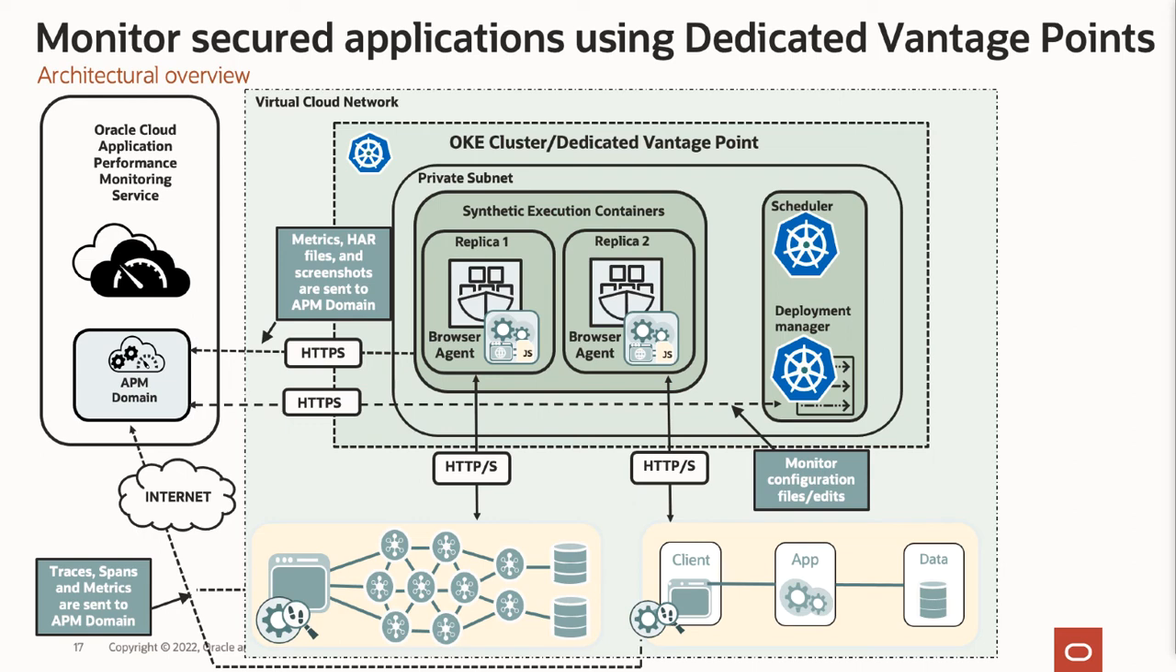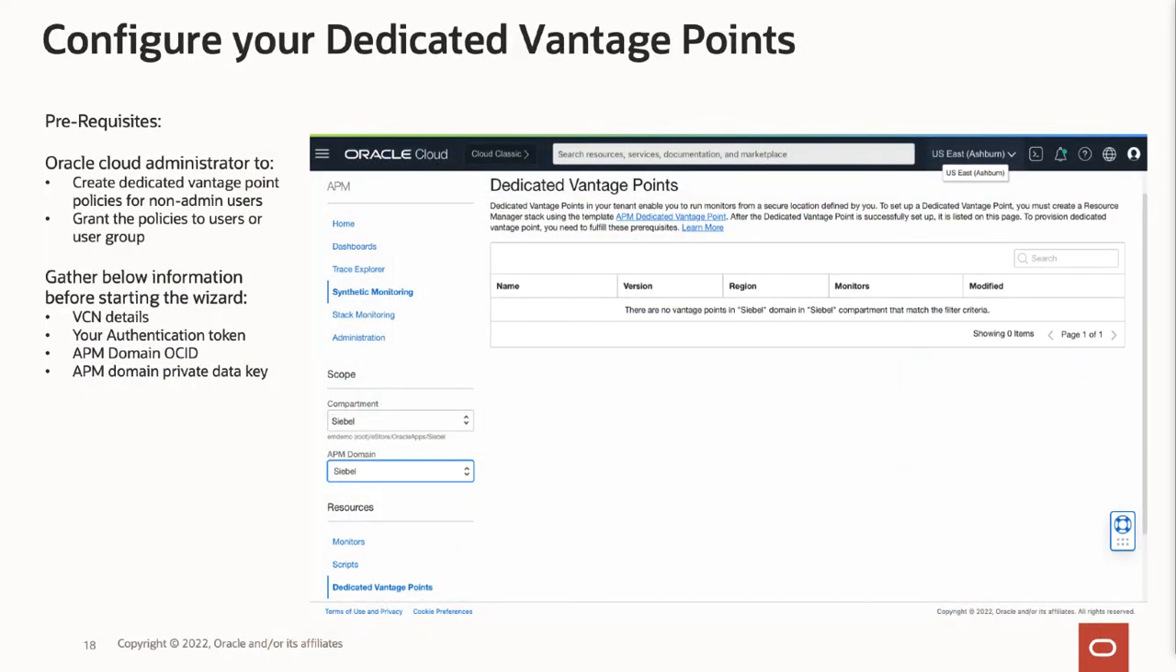Now let's see how the dedicated vantage point can be created. You can create a dedicated vantage point from the synthetic monitoring page in Oracle Cloud Console. If you're not an Oracle Cloud administrator, as a prerequisite, please be aware that you will need your administrator to create a policy which allows you to create a dedicated vantage point and grant that policy to you or to your user group. Please see the Oracle APM documentation for more details on how to set up policies.